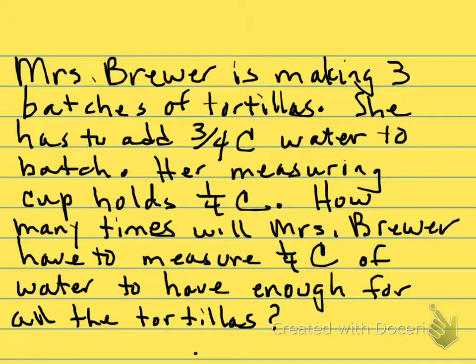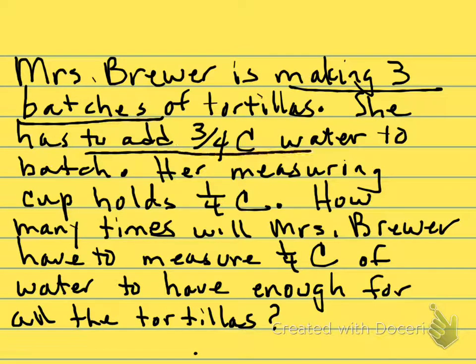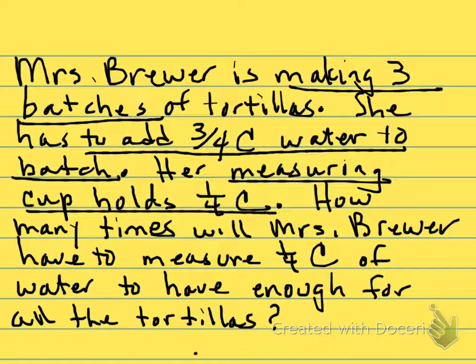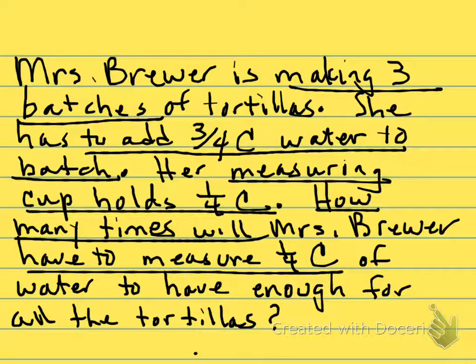So let's go back and take a look at what we know. We know Mrs. Brewer is making 3 batches of tortillas. We know that she needs to add 3/4 cups of water to each batch. Oh, here's the other complication. Her measuring cup only holds 1/4 cup. 3 very important pieces of information. Now, let's look at this question. The question is, how many times will Mrs. Brewer have to measure 1/4 cup of water to have enough for all tortillas?